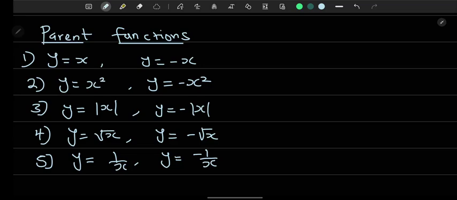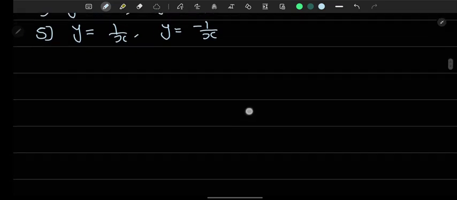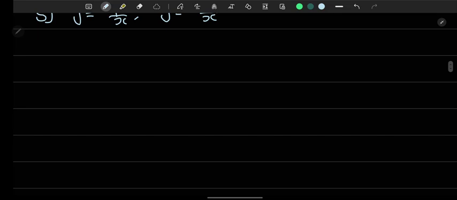Functions like these are called parent functions. So here we are going to consider 5 examples of basic parent functions. We have more than this actually, but we only consider these 5 with their reflections. Okay, so from the first one that we have here, y is equals to x.